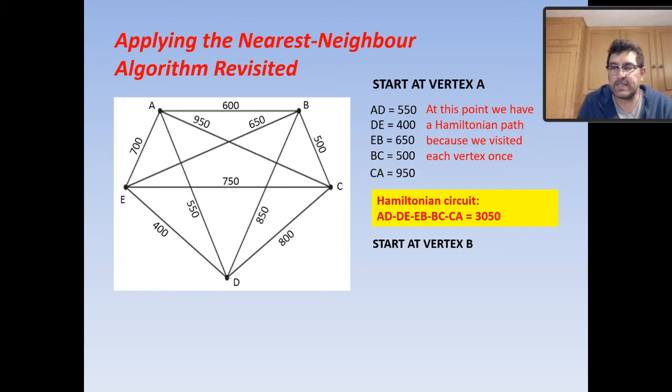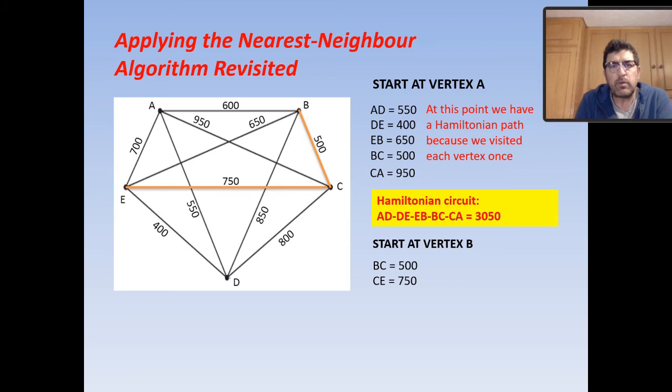Okay, let's see if your choices were indeed correct. If we start at B, the shortest pathway from B is to C with 500. Now we are at C. C is adjacent to every other vertex in here. So the vertices left to visit are A, E, and D. D is 800, E is 750, and A is 950. So clearly we're going to choose CE.